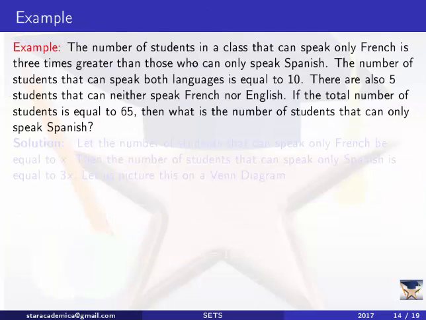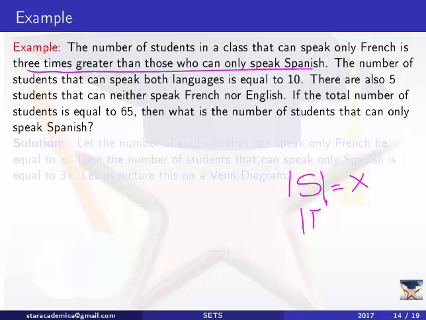Let's use this formula in an example. The number of students in a class that can speak only French is 3 times greater than those who can speak only Spanish. So say the set of Spanish speakers has a number, call it X, of students. The set of the students who speak French, 3X. This is what it says, really. So people who speak Spanish S, people who speak French F. The number of students that can speak both languages is equal to 10. So S intersect F is equal to 10.